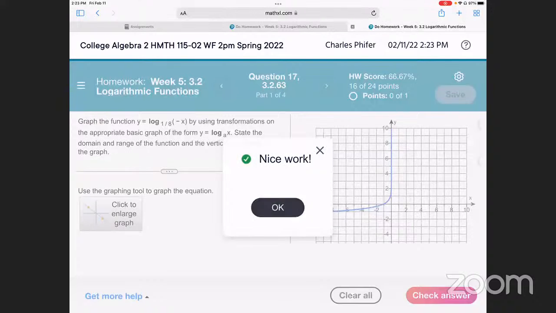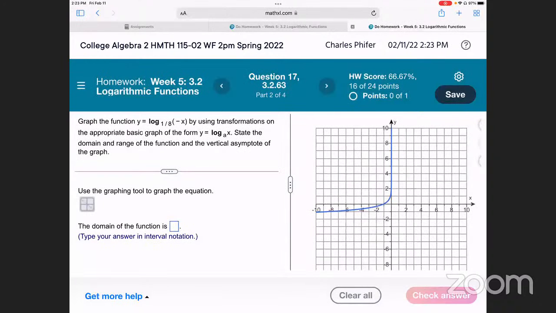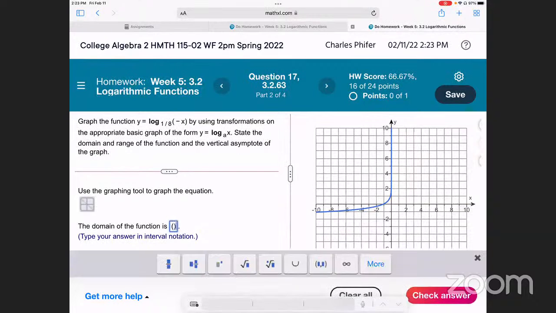Okay. Let's see, state the domain and range. So the domain, right? Normally the domain runs from 0 to infinity, the open interval 0 to infinity. But in this case, because we flipped over the y-axis, now the domain is running from negative infinity to 0, the open interval. So double parentheses, negative infinity to 0.